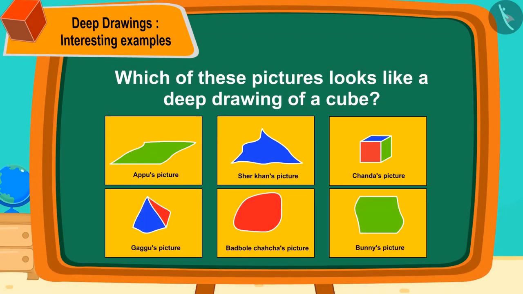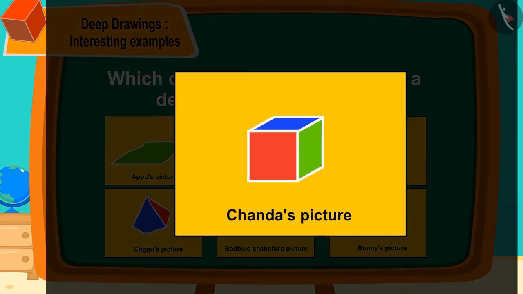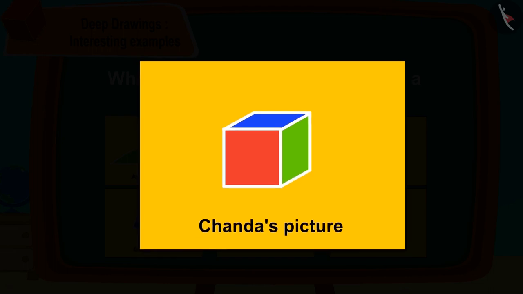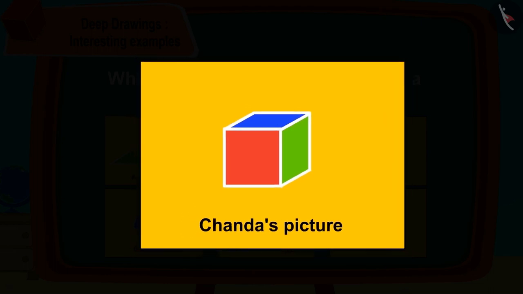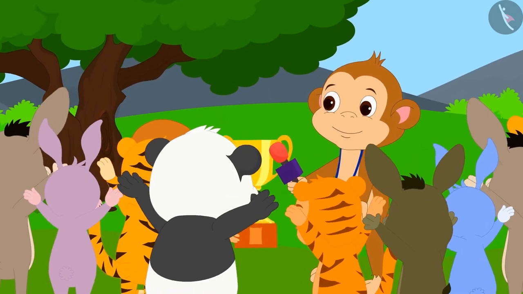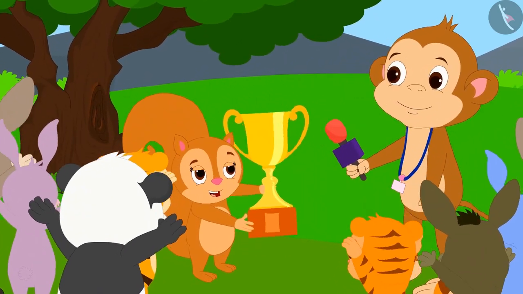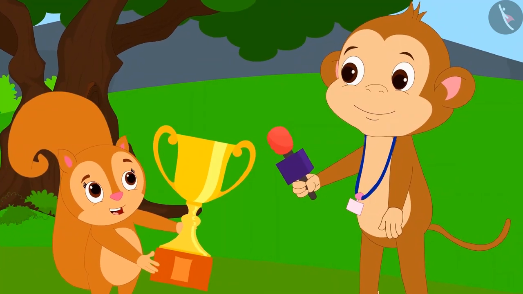Children, can you take a look at these pictures and tell us which of these pictures that you see in front of you looks like a deep drawing of a shape of a cube? Yes, Chanda's picture is a deep drawing of a cube. Because Chanda's portrait was the most beautiful, Chanda won the prize.